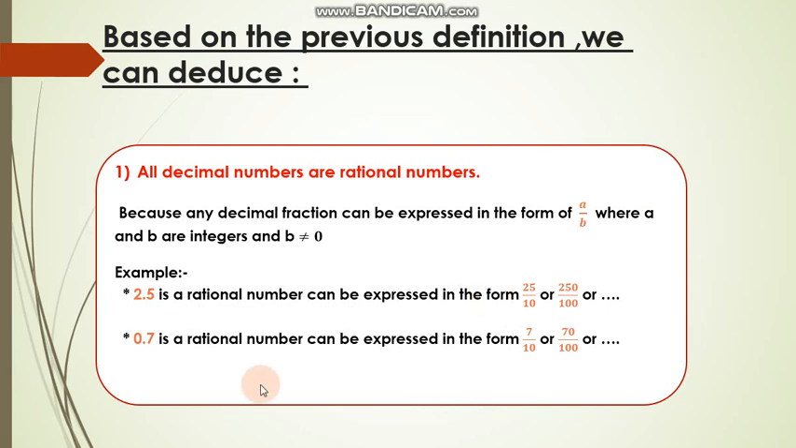Number 2, 0.7 is a rational number. Why? Because it can be expressed in the form 7 over 10 or 70 over 100.